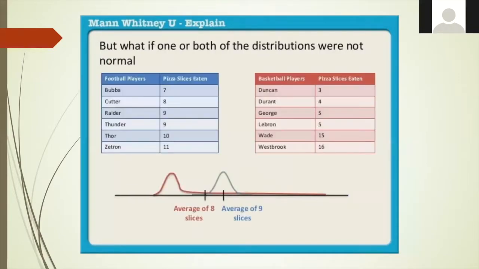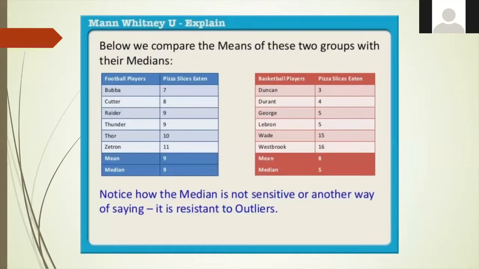But what if one or both of the distributions were not normal? We compare between the athletes, football player and basketball player. The average of 8 slices is basketball player. An average of 9 slices is football player. They are very different. Below, we compare the means of these two groups with their medians. The medians are very different. The median of the football player is 9, and the median of the basketball player is 8.